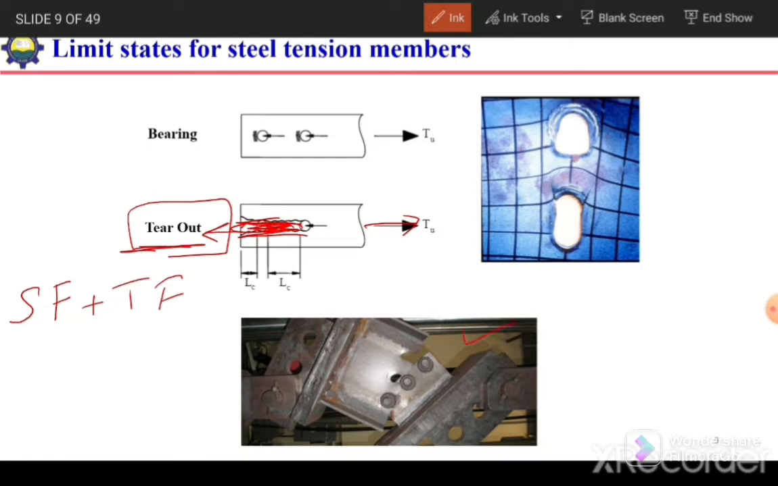We can see in this figure over here that because of the load, fracture has developed in this direction, and if we continue to apply the load, the fracture will continue in this direction, and this much portion of the plate will tear out of that plate. And here is the actual figure. Here we see this much portion has been torn out of this plate. This happens mostly when we do not provide adequate edge distance. If the edge distance is not adequate, tear out failure can happen.